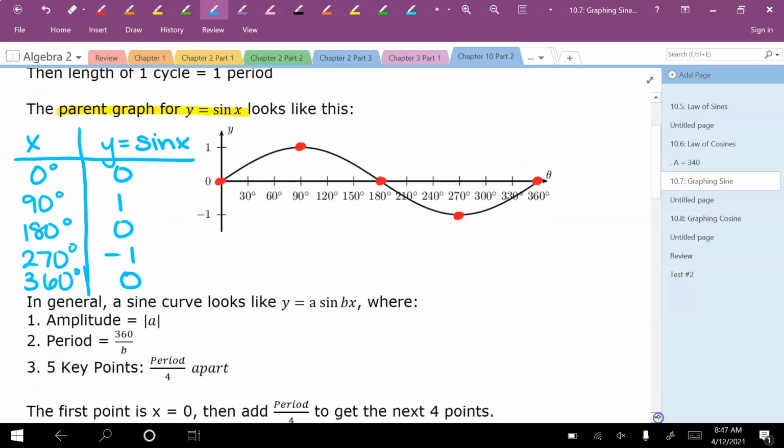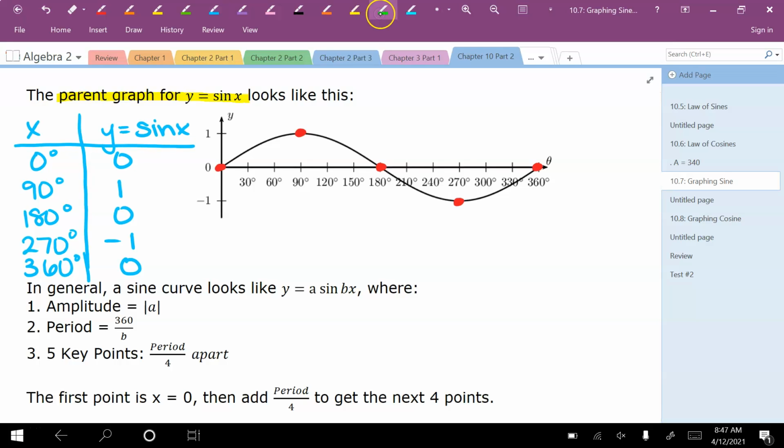In general, our sine functions look like this: y equals a times the sine of bx. Now, I think in your packets, you need to write in that a. I don't think I included that. I found that after I printed them, of course. So a has to be in front of the sine.